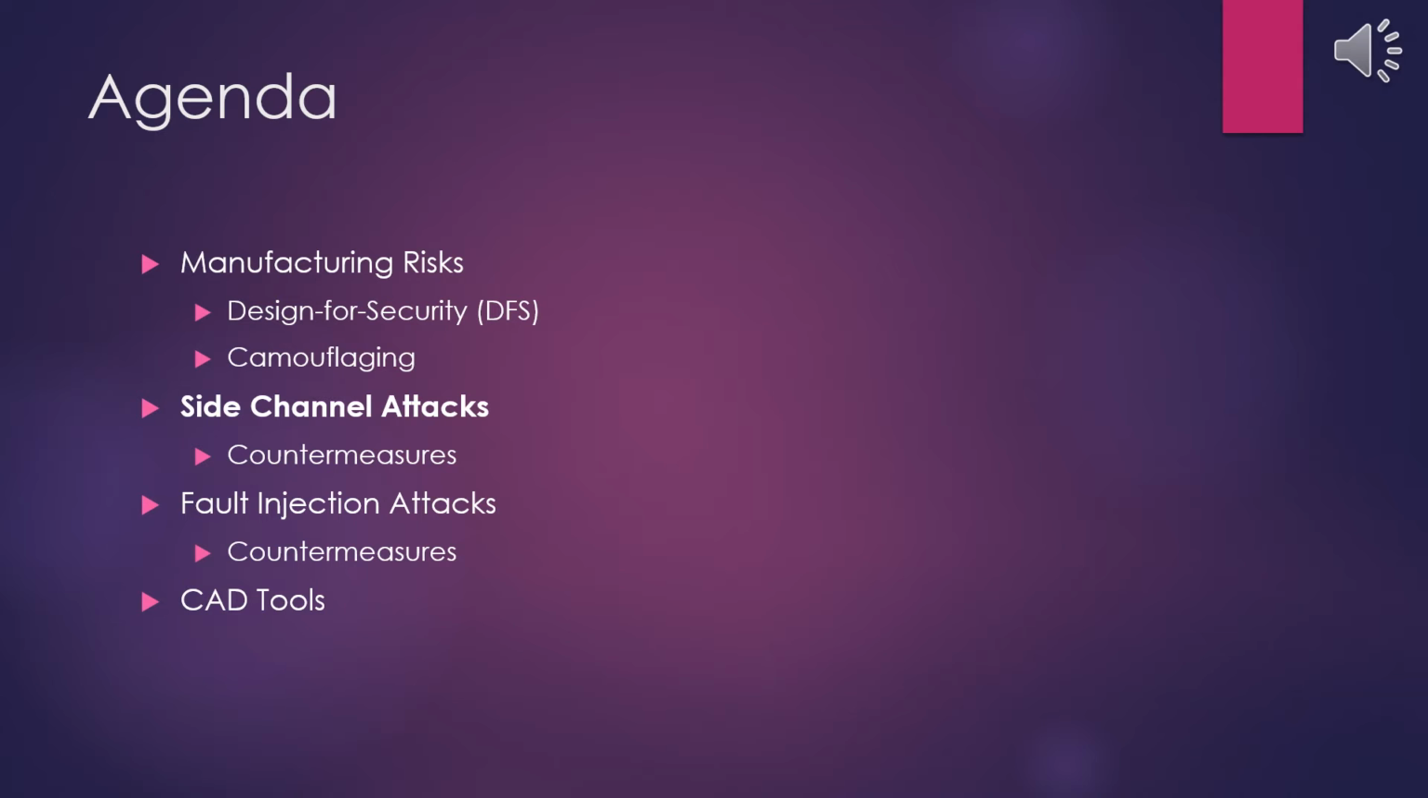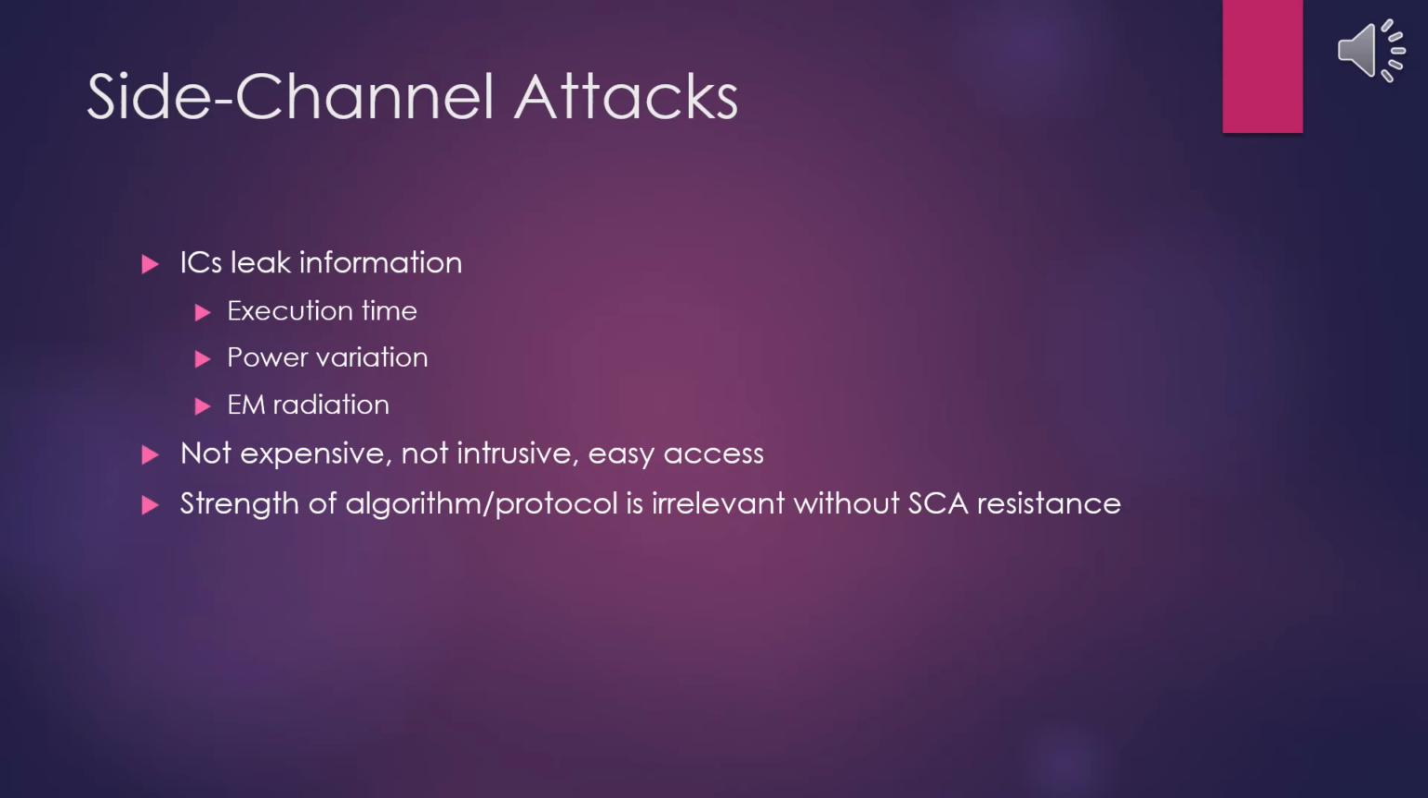Next is side-channel attacks and side-channel attack resistance. Side-channel attacks rely on the idea that ICs leak information during execution, and that information can be monitored to determine characteristics of the circuit. Three of the most common variables to monitor are execution time, power variation, and electromagnetic radiation. These attacks are not expensive and not intrusive, meaning there is a relatively low barrier to be able to perform them, and as a result, they constitute a very high risk. The strength and security of the algorithm or protocol being used is completely irrelevant if the side channels are compromised and information is still leaked.